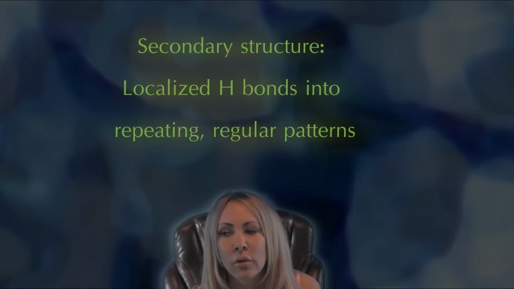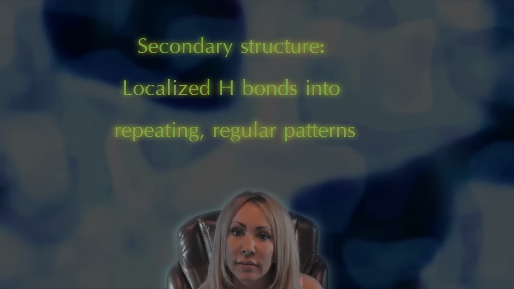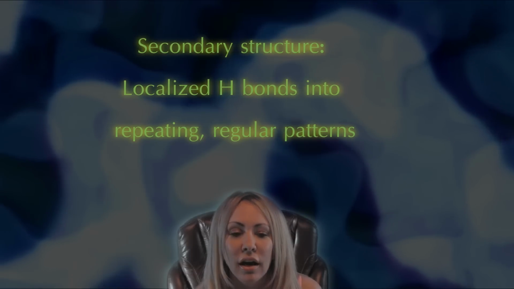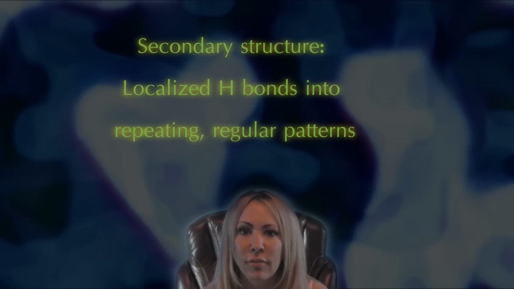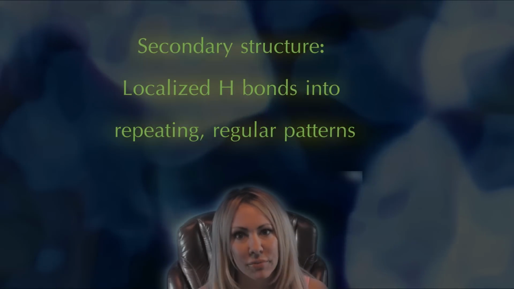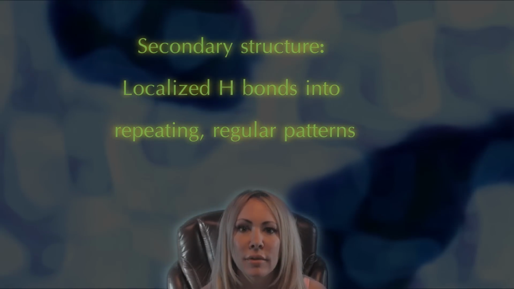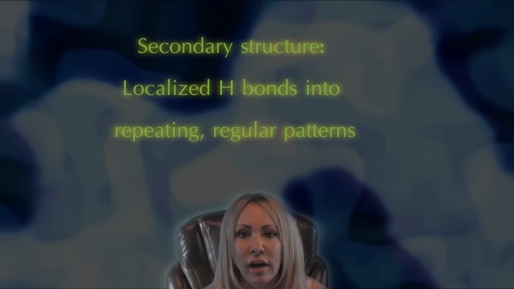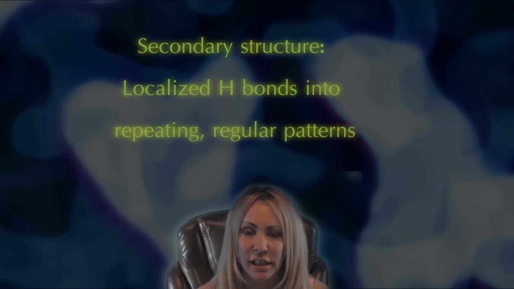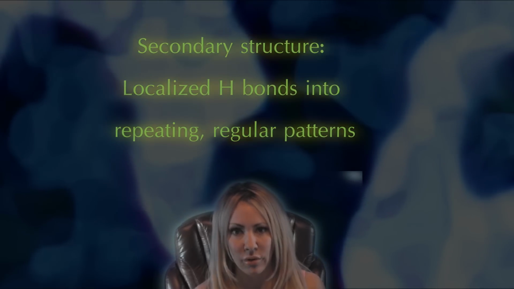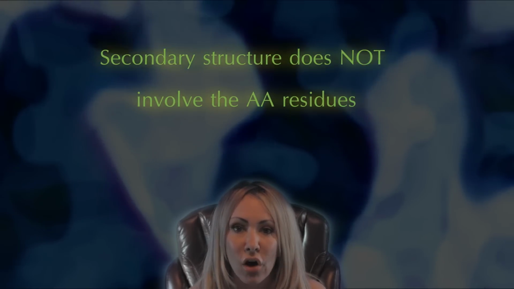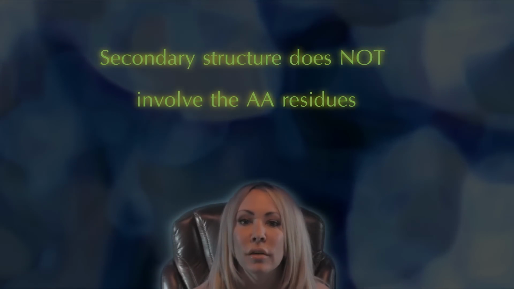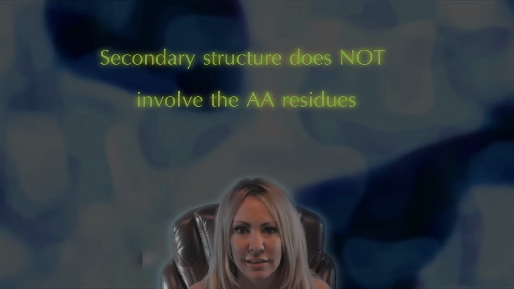Secondary structure, now we're going to have some localized bonding, hydrogen bonding, if you remember, from Unit 1 of my biochemistry series, and if not, go back and watch it. But hydrogen bonding is going to come into play with the localized interactions in secondary structure. The first one is alpha helix, the second one is the beta pleated sheet. In essence, secondary structure is simply regular folding patterns that you're going to find in any protein. The secondary structure does not involve the amino acid residues. Those don't come into play until tertiary structure, which is the next level.